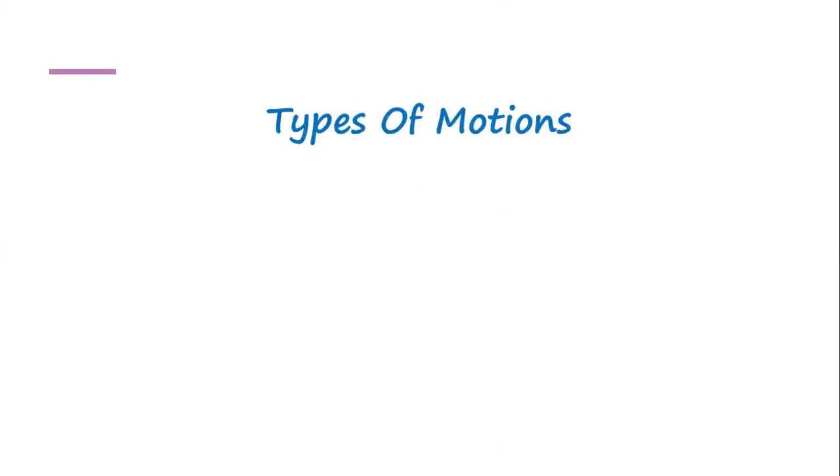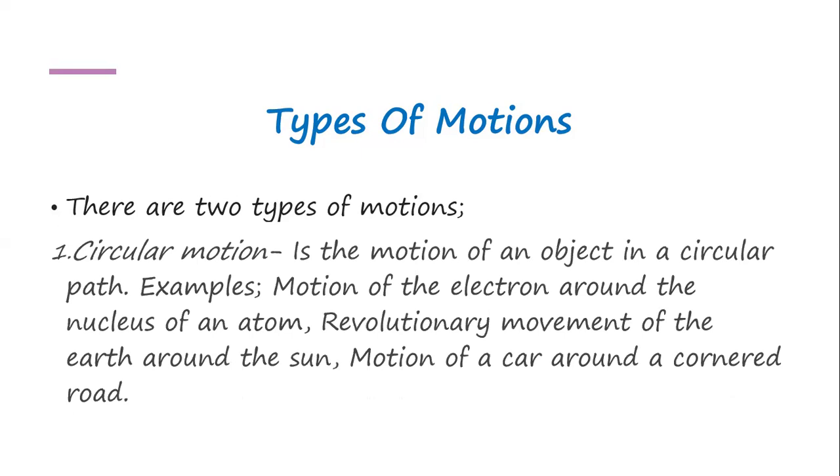Now, let's move on to the types of motion. Here are just some of the types of motion. There are two types which we'll be discussing. The first one is circular motion. Circular motion is the motion of an object in a circular path. So observation of the movement of an object in a circular path is what we call circular motion. Take an example: motion of an electron around the nucleus of an atom, the revolutionary movement of the earth around the sun, motion of a car around on a road. So, this is what we call circular motion.